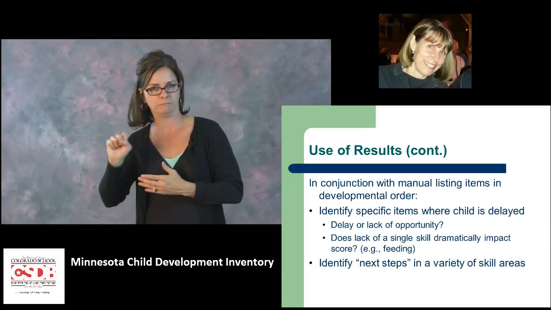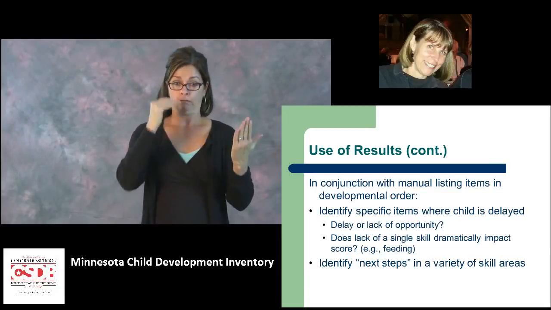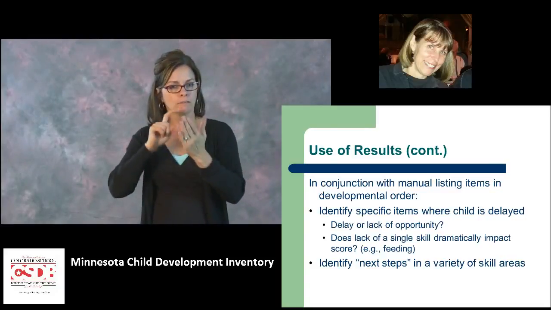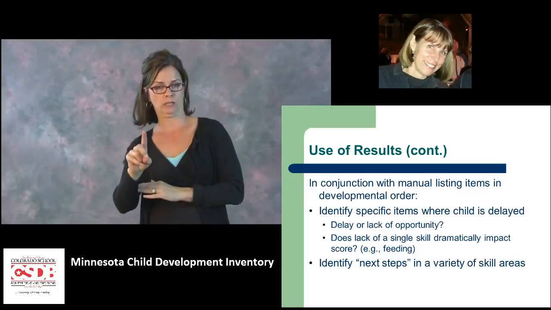Another thing you're going to do with the manual that lists the items in developmental order is identify what the next steps are for the child in whatever skill areas that you're working on.